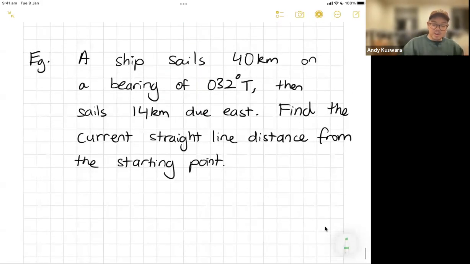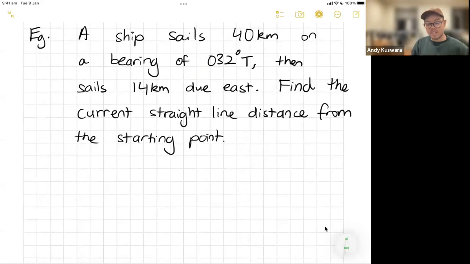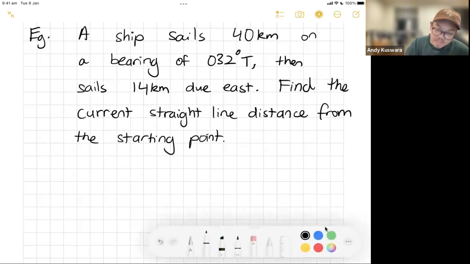Okay, let's try to hit this question here. A ship sails 40 kilometers on a bearing of 32 degrees true, and then sails 14 kilometers due east. Find the current straight line distance from the starting point. So any triangle question where they don't give you a diagram, draw the diagram. Don't be lazy. Draw it nice and large.